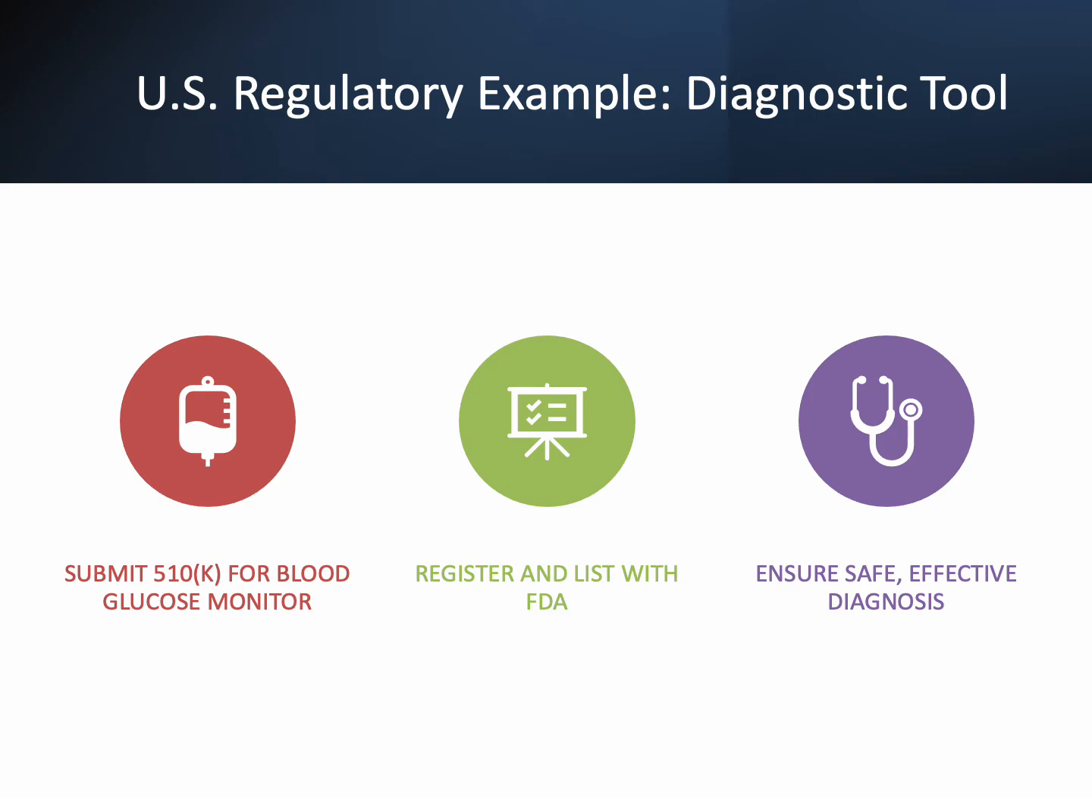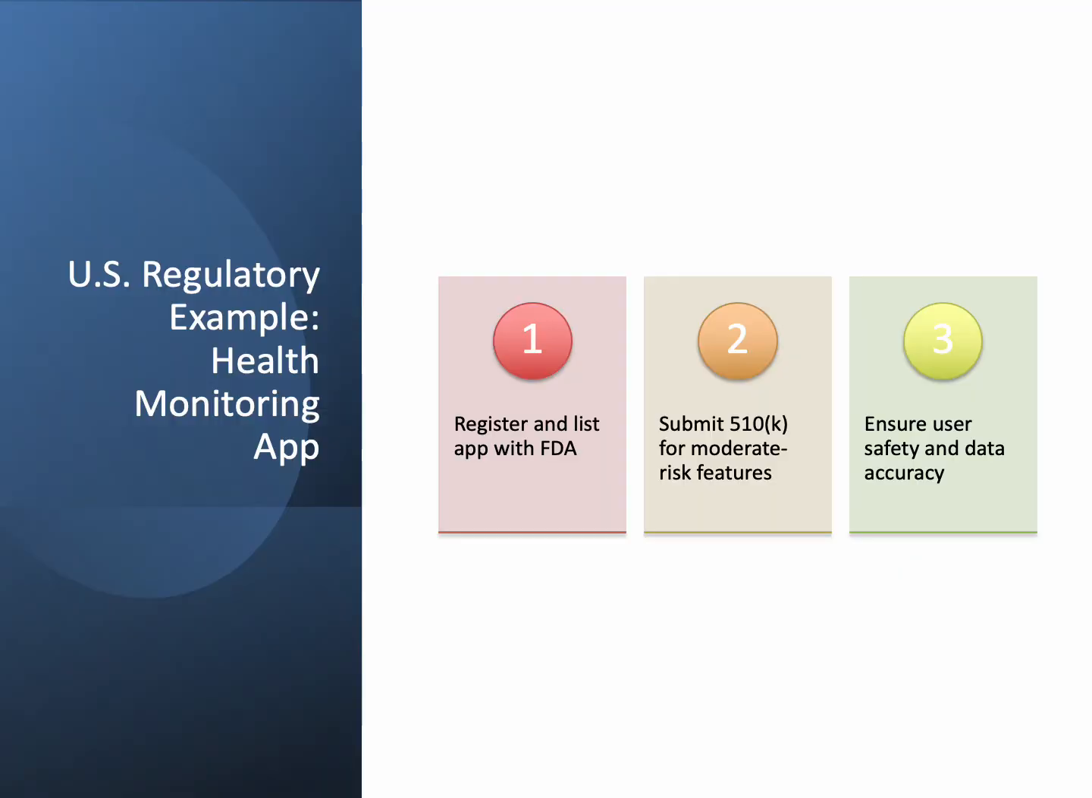This slide transitions to another U.S. example, where we'll explore a health app. Following the diagnostic tool, let's examine another U.S. regulatory example, a health monitoring app. This nonprofit-developed app, offering fitness tracking, requires establishment registration and device listing with the FDA to ensure oversight.